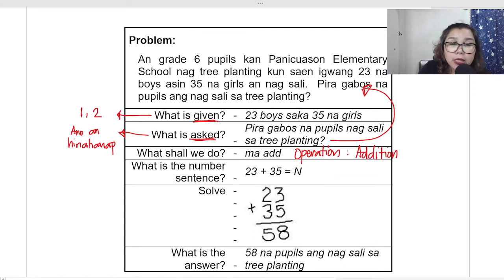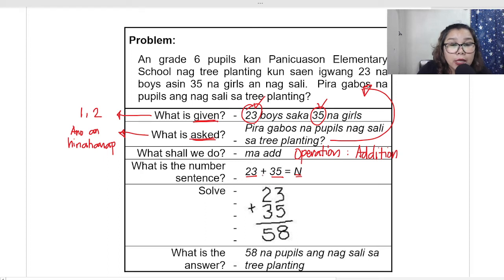Okay, and then what is the number sentence? So, nandyan na yan. So, 23 galing sa first na given, 35 from the given. So, dapat simula pa lang sa question na what is given, tama na siya para ang pasunod-sunod na mga questions magiging tama na rin kasi they are interconnected. So if you can answer the first question, then the following questions will be easy for you. So ito, from the given, if you were able to locate the given, then this will be used under number sentence. So equals n muna ka siya kasi this is your plan.